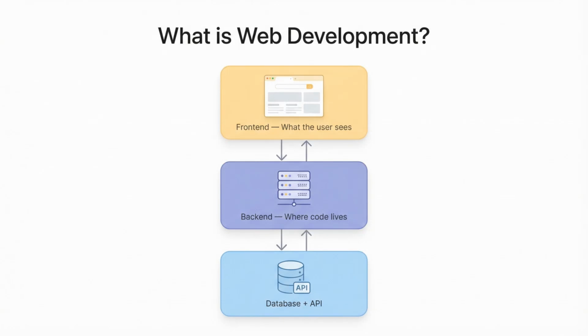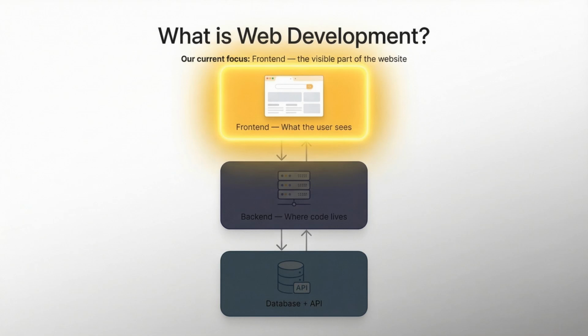Let's zoom out and look at the big picture. What exactly is web development? Web development refers to building websites and web applications. When we say web development, we're talking about everything from what the user sees in their browser all the way to the server and database running behind the scenes. For now, though, the focus is on the website side, specifically the front end. Right now, the focus is purely on the front end, the part of the website that the user actually sees and interacts with. The back end and APIs are important too, but those come later. First things first, understand what the user sees and how it gets there.